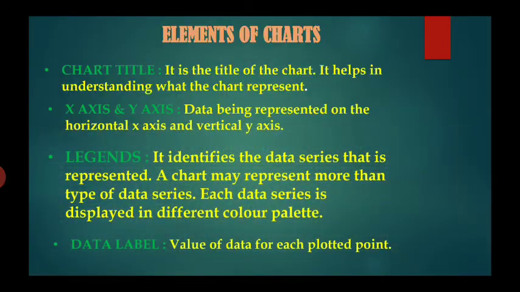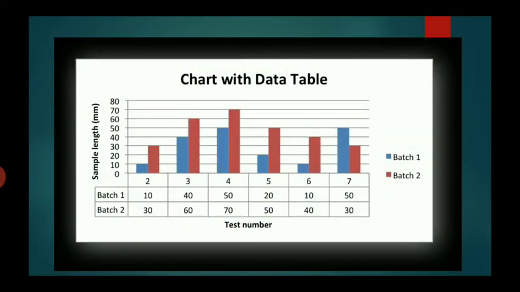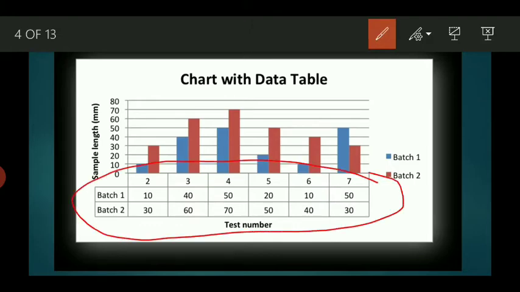The next, number 5 element, is the data table. It displays the values of each plotted point, usually below the plot area. Now if you see the picture, there is a table form, and in this table you can see rows and columns. These are the rows and these are the columns.